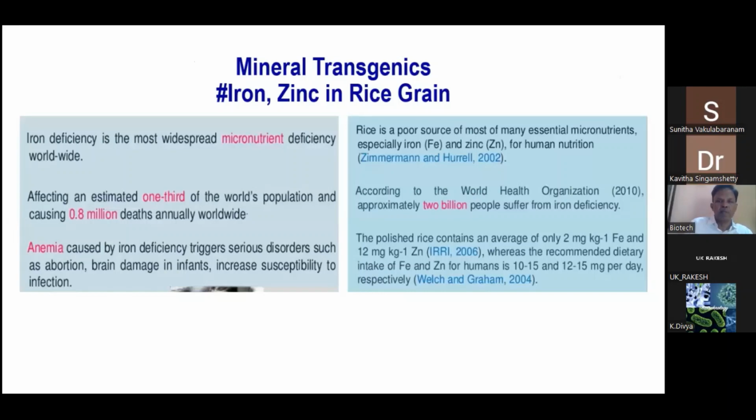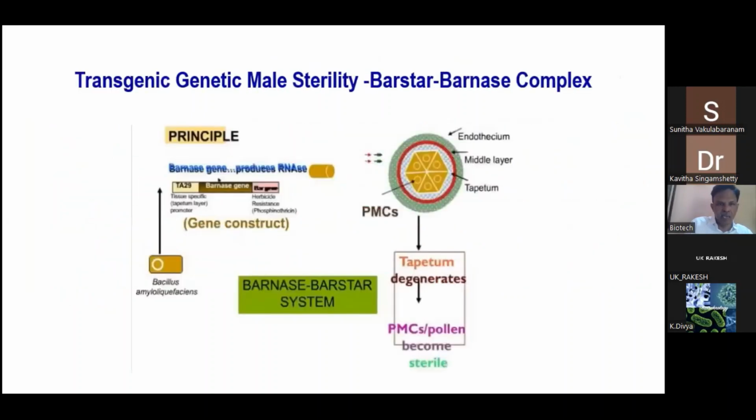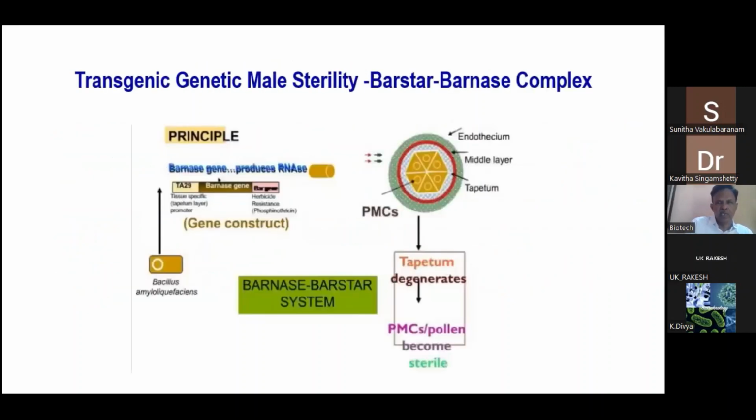Then mineral transgenics are also available. Micronutrients, mineral transgenic iron, zinc are being incorporated into rice grain. And then transgenic banana, I think I have no photograph. Right, transgenic banana is another banana wherein a red skin banana is produced, and then you can store it for a very long period of time. Ripening genes are present there. And then you have this Barnase-Barstar system.